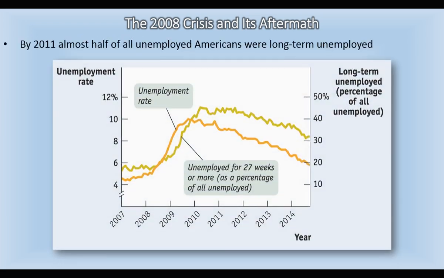By 2011, almost half of all unemployed Americans were long-term unemployed. So here's the unemployment rate. That's the orange one. And then the yellow one tells us the long-term unemployed, for 27 weeks or more, as a percentage of all unemployed. So we see that before 2008, that percentage was small, but it became pretty large and still is up until today. Again, you have a lot more people out of work for a lot longer, still, now, 6 years later, as a result of this crisis that happened in 2008.